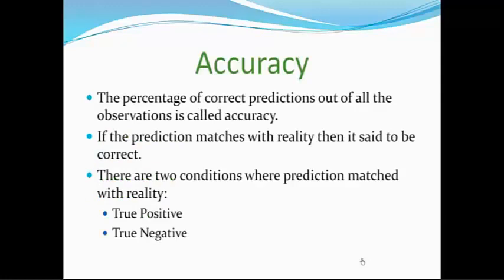Accuracy means the percentage of the correct predictions out of all the observations. Percentage, because the calculation will be in percent. So it is a percentage of the correct predictions. How many times the device is predicting the correct prediction. All right, that is true positive. How many times, out of all the observations, it is called accuracy. Now, if the prediction matches with the reality, then it is said to be correct. So there are two conditions where the prediction matches. One is true positive, another is true negative. There are two cases where the prediction matches with the reality.